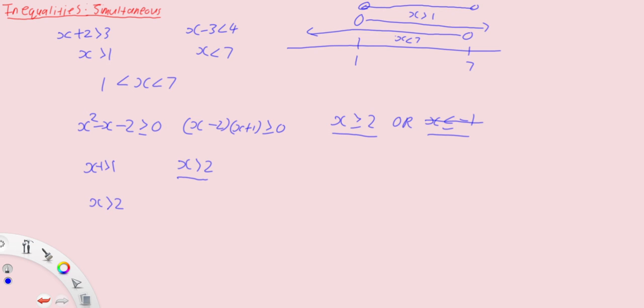So do take note, the idea of solving simultaneous inequalities is basically the overlap, or the intersection, between the inequalities. That's pretty much how we solve simultaneous inequalities. A pretty simple technique. So yeah, that's it.